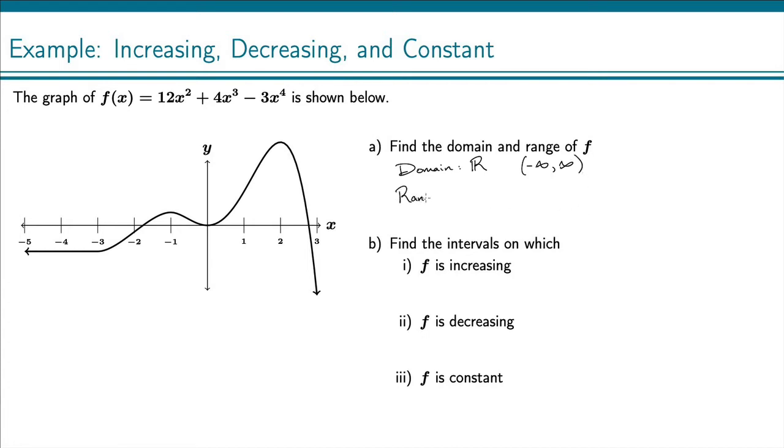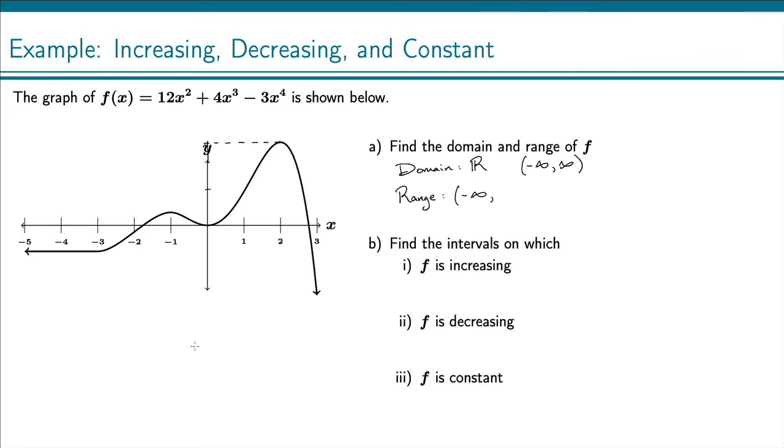For the range, we want to know the lowest possible y value, and it looks like it's going down forever and ever and ever. So our range, we'll say, is negative infinity up to, and then we find our highest point. And our highest point is right up here, and we don't actually know where that is because it's not indicated on the axis. But we're going to go ahead and estimate that based on the scale that's given on the x-axis here.